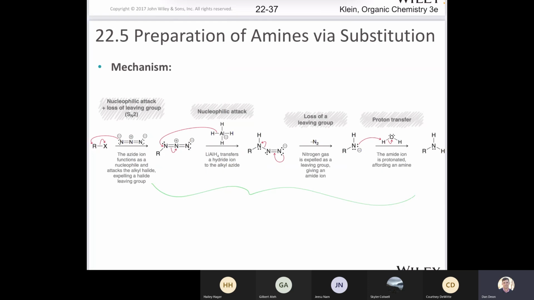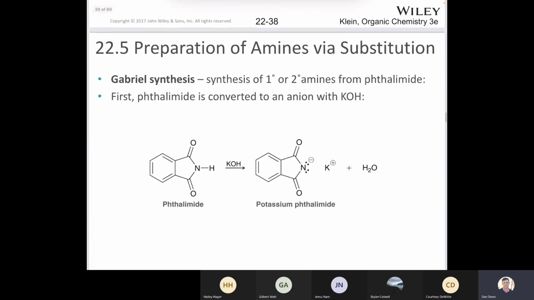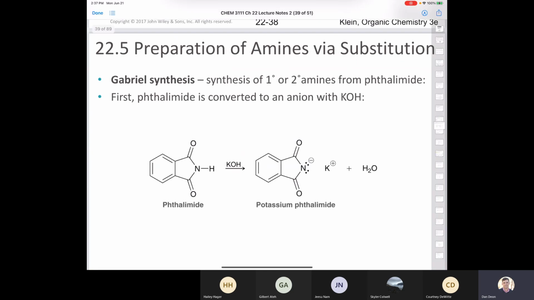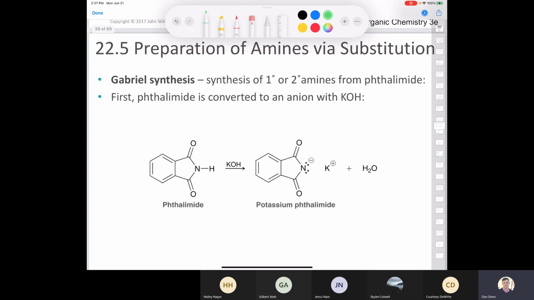Now, instead of making azides, which can be explosive, there's another way to make primary and secondary amines called the Gabriel synthesis. And I think that this will avoid having to make those explosive azide intermediates. And you start with this molecule called phthalimide, okay? And phthalimide is a commercially available compound, okay?